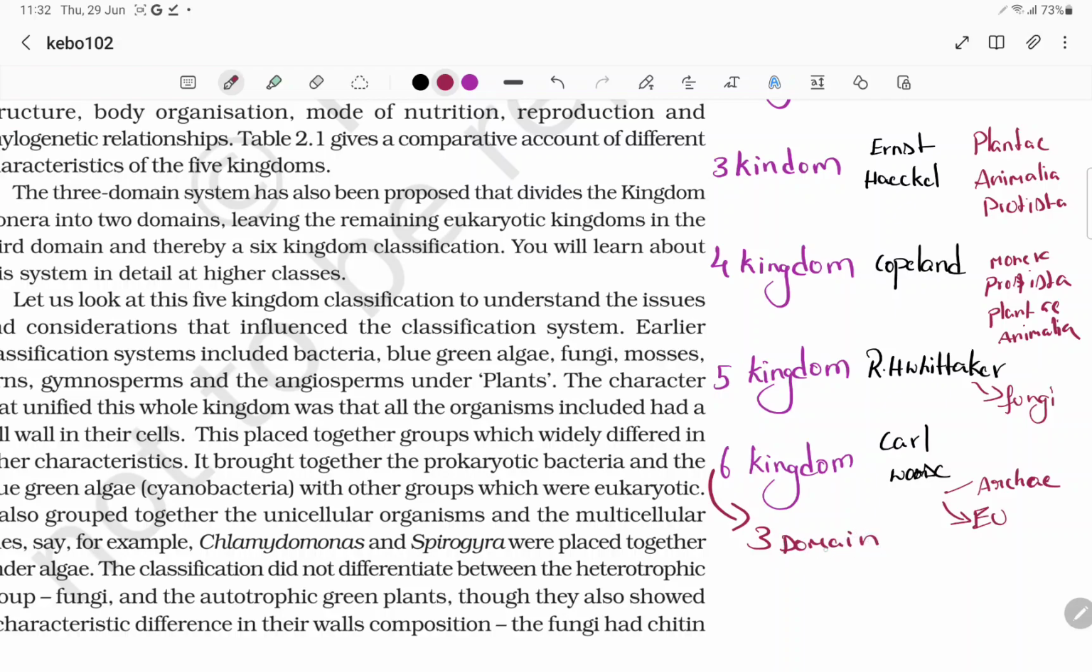3 domain in the sense that we have 3 domains: Archaebacteria, Eubacteria, and Eukaryota. And we call the 5 kingdom system a 2 domain system, because we have only 2 domains: one is Prokaryota and the other is Eukaryota. Under Prokaryota you have only 1 kingdom, but under Eukaryota you have 4 kingdoms.